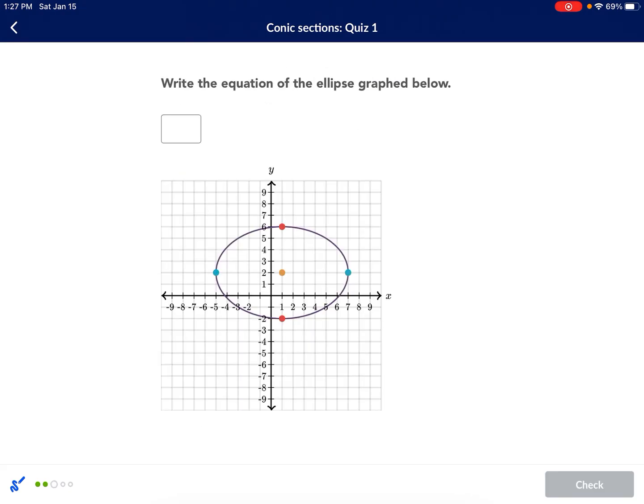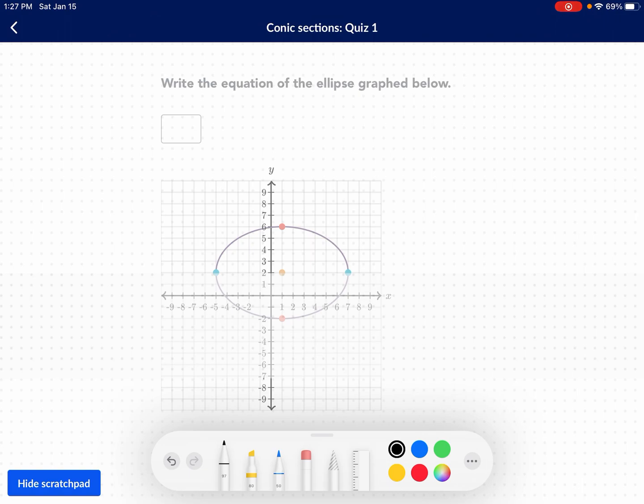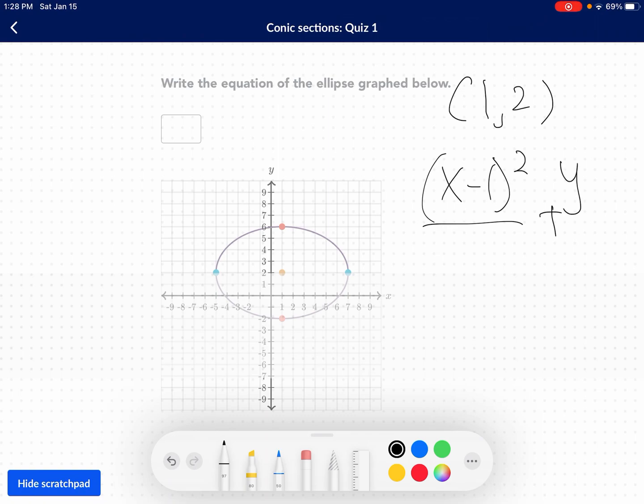Write the equation of the ellipse graphed below. So the center's at 1, 2. So x minus 1 squared over, we'll find out later, plus y minus 2 squared. So this represents a squared plus b squared. They represent the magnitude. So this is 1, 2, 3, 4. That's for the y. So 4 squared is 16. That's 16.